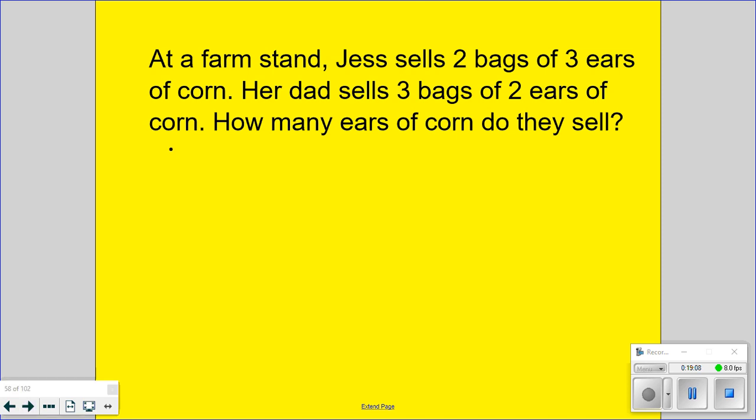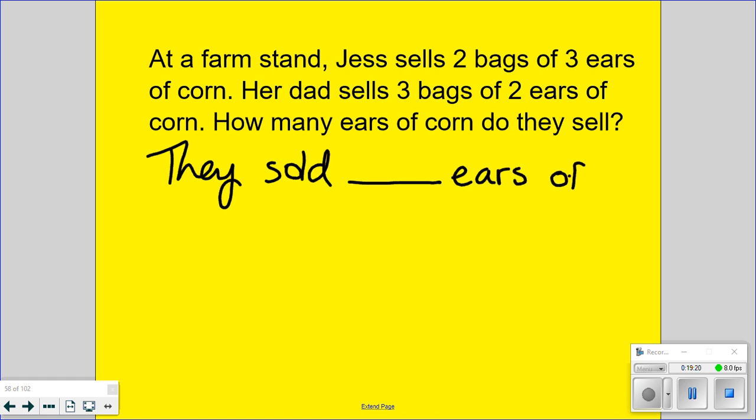So our answer sentence: they sold blank ears of corn. We're counting ears of corn. Get that answer sentence down there, please. We know what we're counting. Ears of corn.